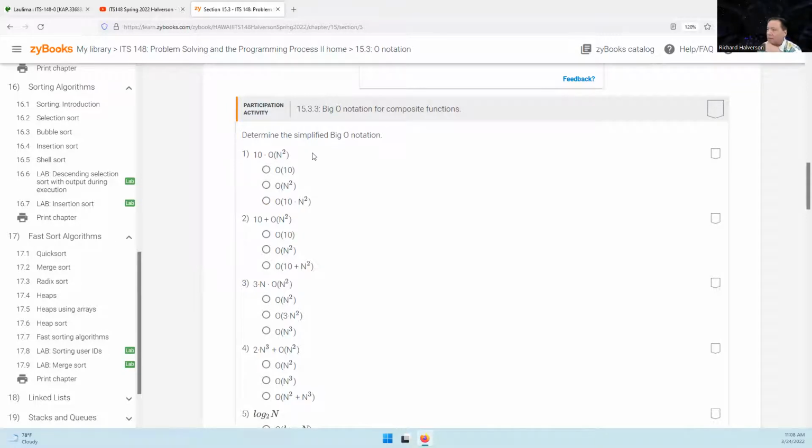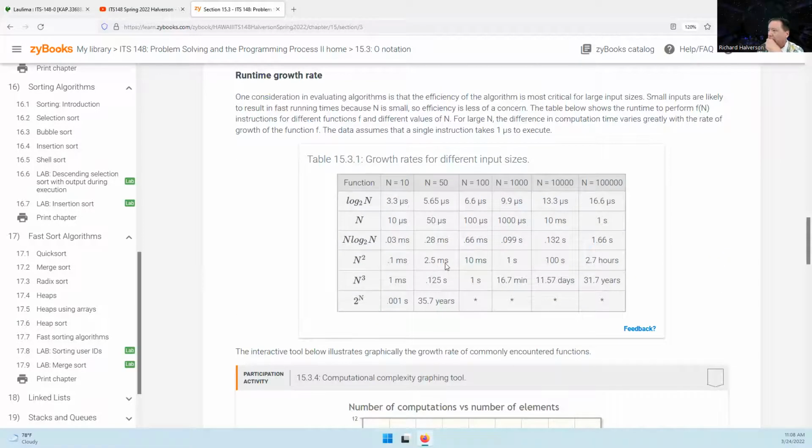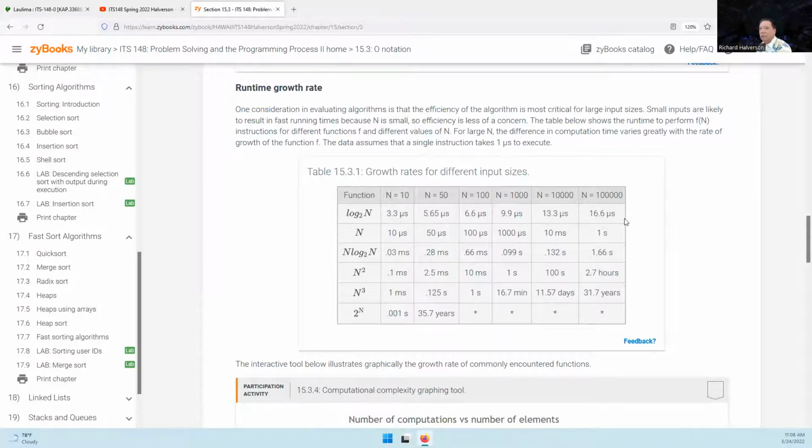Determine a simplified big O. If you've got this, I guess it's this, because you drop off all the smaller terms. Okay, here, this is an important table. This talks about the growth rate. And it's all about the size of the input. It's all about the size of the array that you're processing. And there's time and there's space also. We don't talk too much about space, but with merge sort, there's a space growth also.